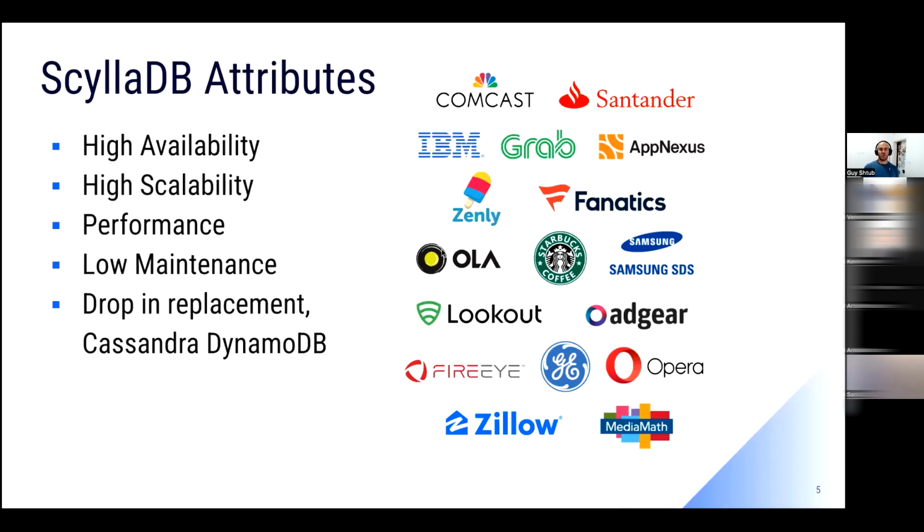Another attribute is low maintenance, so different auto-tuning features. And the database is a drop-in replacement, both for Apache Cassandra and for Amazon DynamoDB, which means that if you have an existing application that's using either one of those databases, you can pretty much run your application as it is and just change the underlying database to ScyllaDB and get a whole bunch of benefits, which I'll show an example of in just a second.